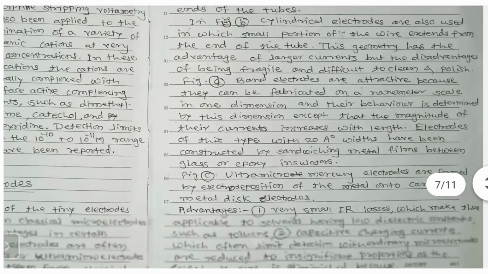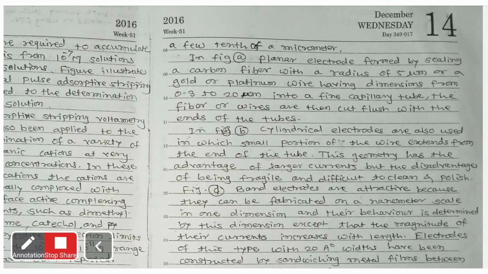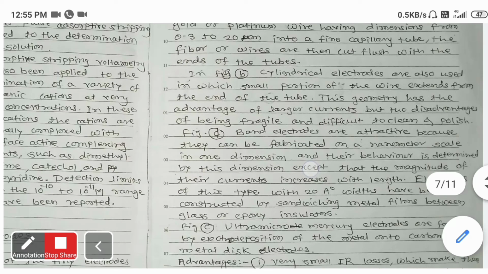The first figure, figure A, shows the planar electrode, which is formed by sealing a carbon fiber with a radius of about 5 micrometers, or gold or platinum wire having dimensions from 0.3 to 20 micrometers, into a fine capillary tube. The fibers or wires are generally cut at the end of the tubes. These are very fine microelectrodes, and they are referred to as ultra micro electrodes.